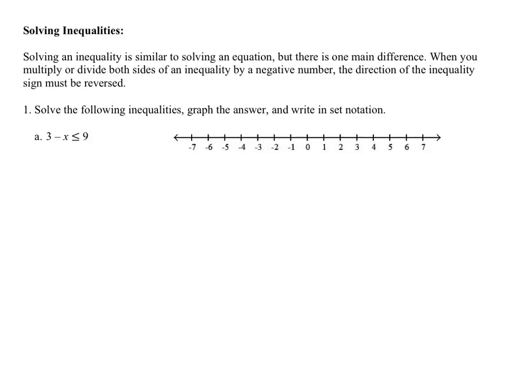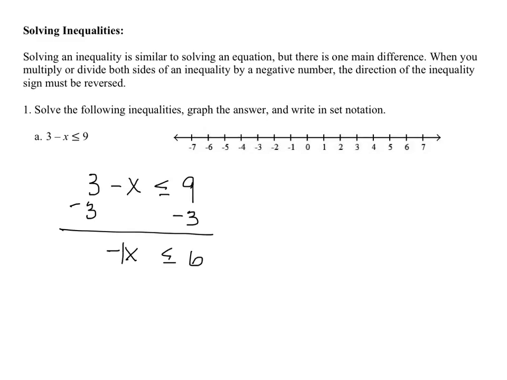So here we go. So I'm going to write my inequality. I'm going to subtract 3 from both sides, just like natural. Realizing I have a -1 in front of the x, I'm going to divide both sides by -1. But that will reverse my inequality sign.